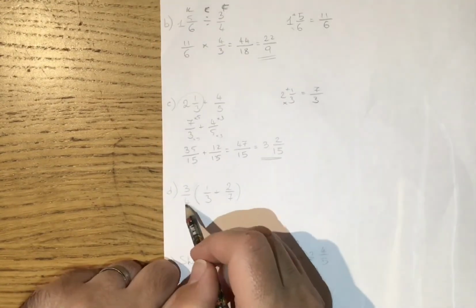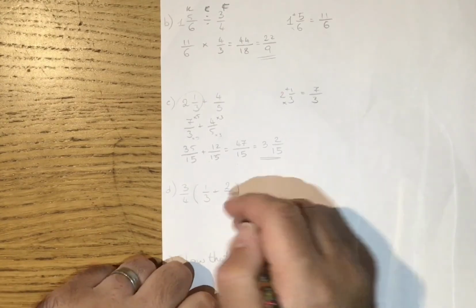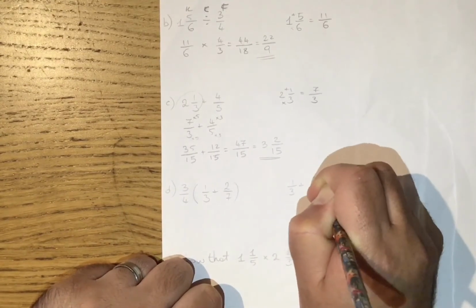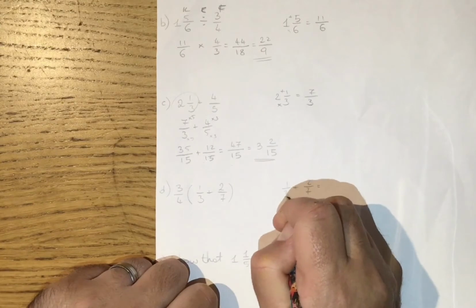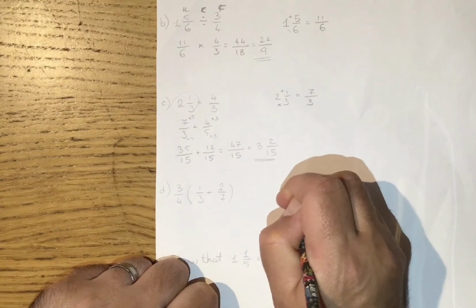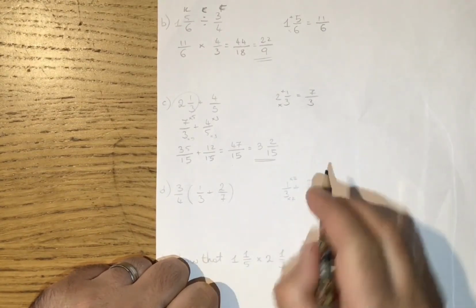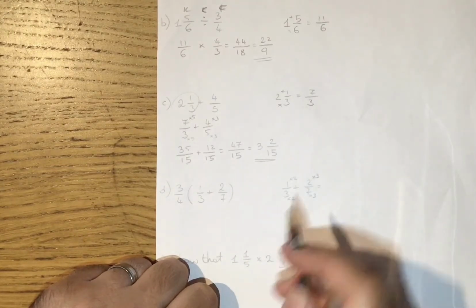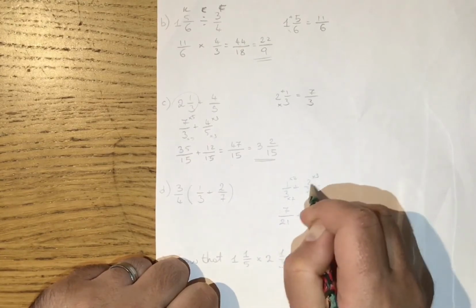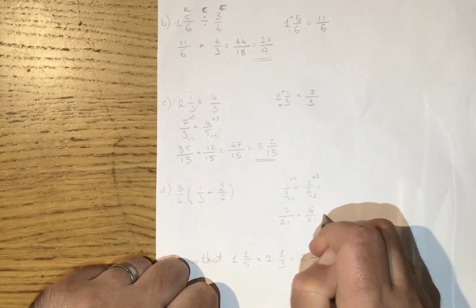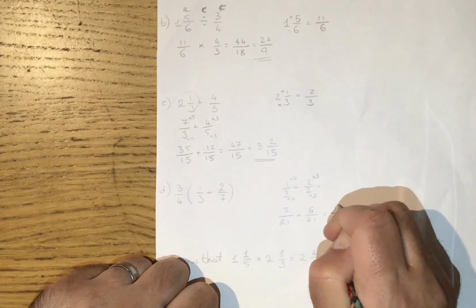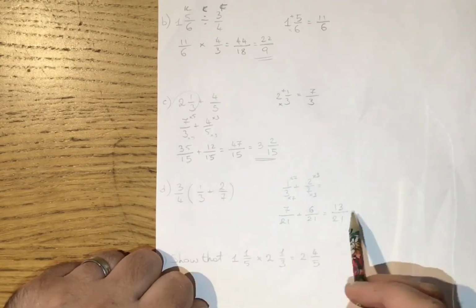One more example, 3/4 times the bracket of 1/3 plus 2/7. So we need to do the bracket first. 1/3 plus 2/7. Different denominators, times by each other. Since we times this one by 7, we times the numerator by 7. Since we times this denominator by 3, we have to times the numerator by 3. 1 times 7 is 7. 3 times 7 is 21. 2 times 3 is 6. 7 times 3 is 21. Same denominator, keep the same denominator, add the numerators. So that is 13/21.